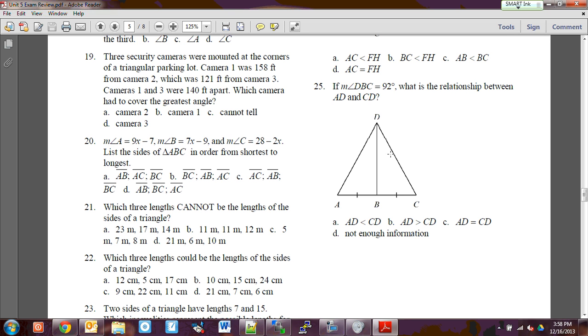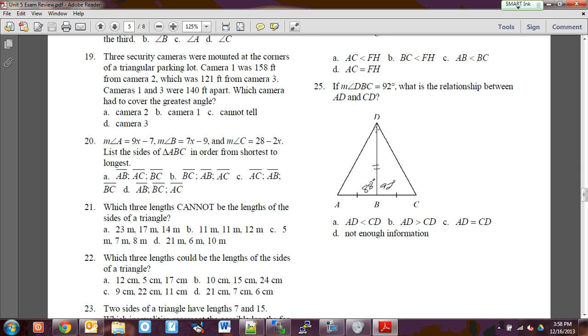25. If the measure of angle DBC is 92, what's the relationship between AD and DC? Okay. Well, if you notice here, we have side angle side, because we know this is 88 degrees, because this is a straight angle, which has to equal 180. 92 and 88 equal 180.